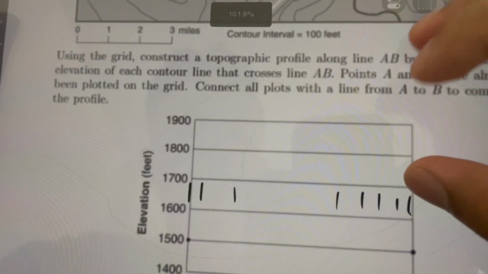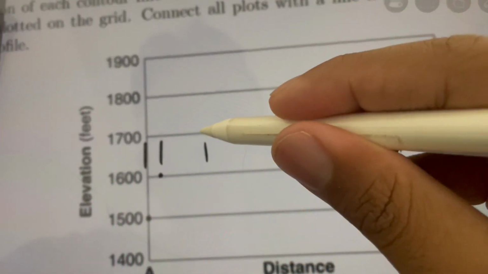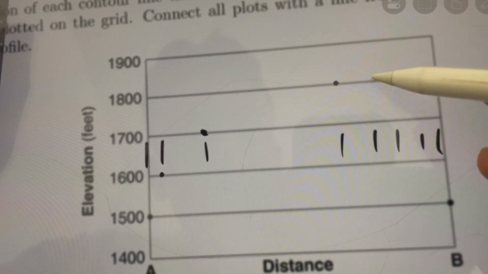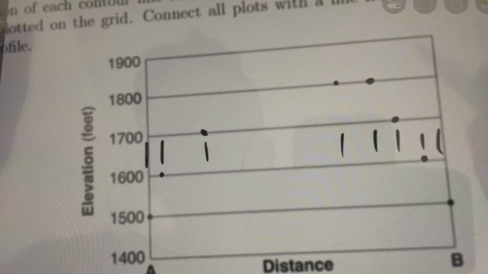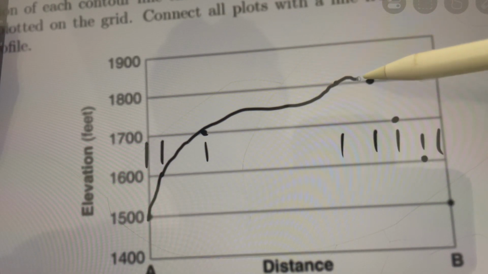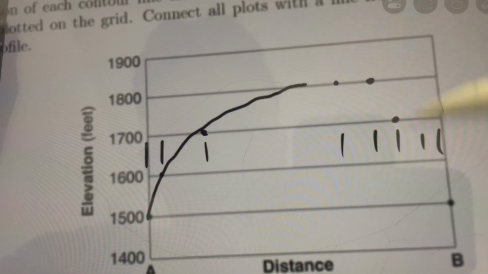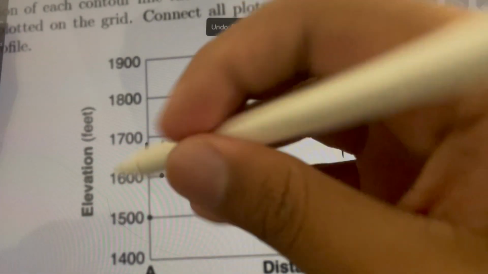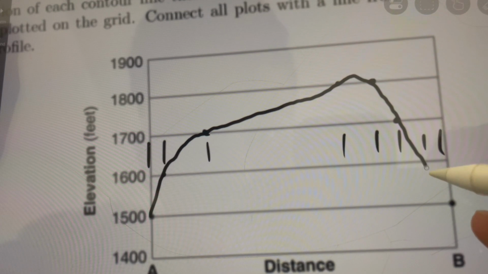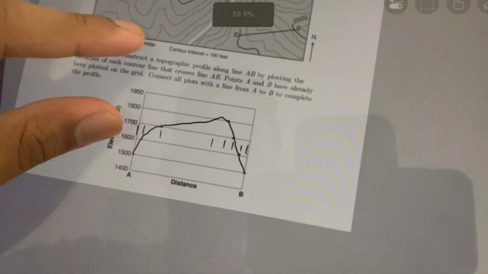So then we plot those points on the graph. So this would be 1600, 1700, 1800, 1800, 1700, and 1600. So now we just draw the lines connecting them. Okay. And yeah, that's how you do it.